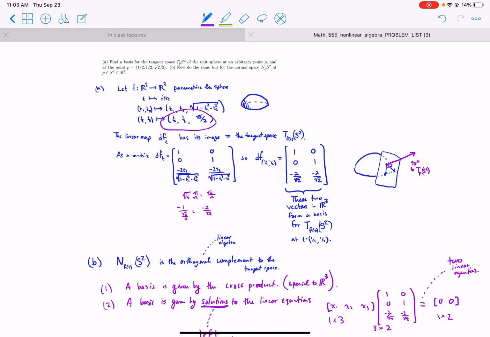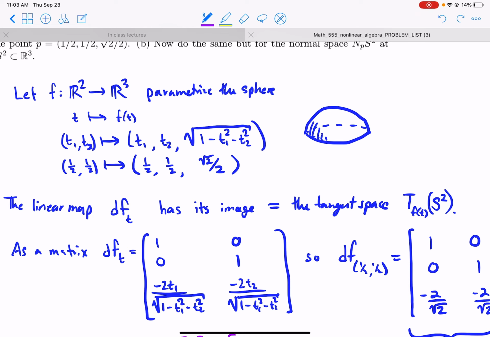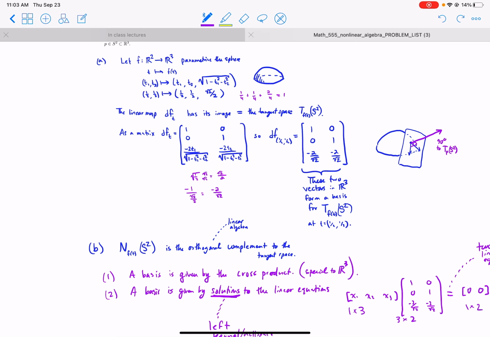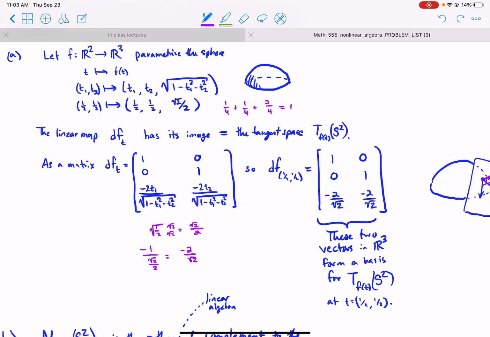Could it be that this is not even a point on the sphere? Let's check if this is even a point on the sphere. I need to sum their squares and get 1. So 1/4 plus 1/4 plus 2 over 4. No, that worked. That's 1. Okay, so this is a point on the sphere. What did I do wrong? Did I take the derivative of this correctly? Minus 2t1 over... oh, I see what I did.